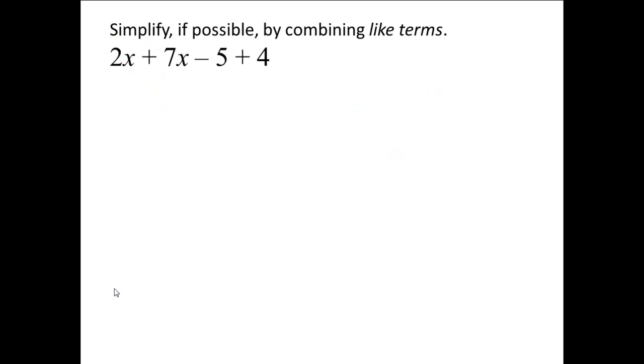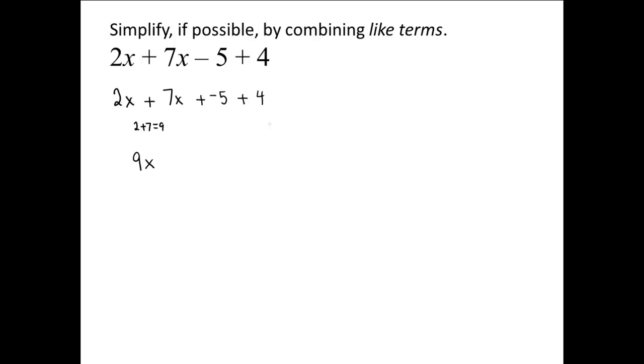Simplify, if possible, by combining like terms. Sometimes we may want to write subtraction as addition of a negative. So we would write in this case plus negative 5. So we have 2x plus 7x plus negative 5 plus 4. 2x and the 7x are like terms. They both have the variable x raised to the same implied power of 1. So our mental computation is on their coefficients, 2 plus 7, which is 9. So 2x plus 7x produces another like term, another x term, 9x.